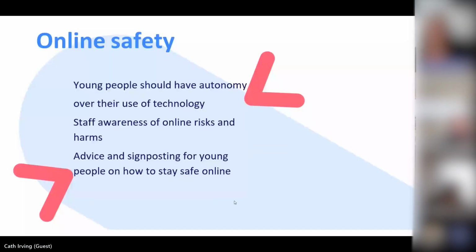Online safety is something we all have to think about nowadays. It's really important that we consider it, and the guidance is really clear. Young people should have autonomy over their use of technology. However, it's vital that staff are aware, through training, of some of the risks to young people online, as well as the contextual risks in the local area, for example, things that young people may face out and about, or even within the setting. They need to understand what risks young people face online as well.